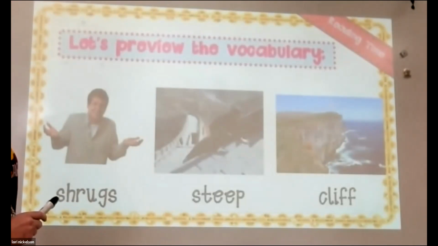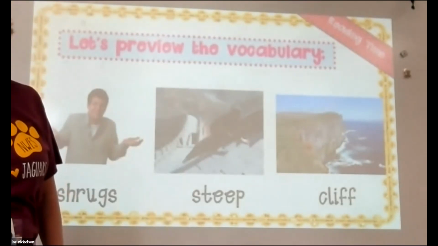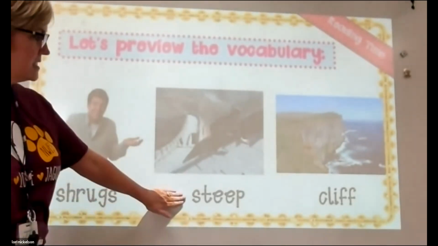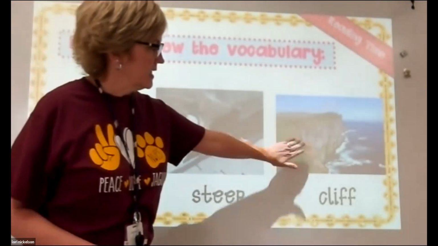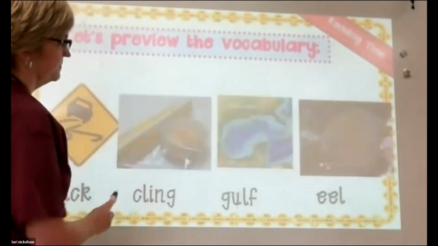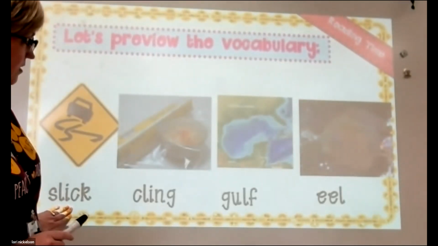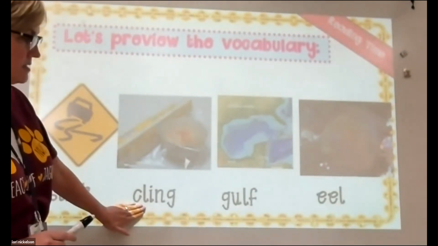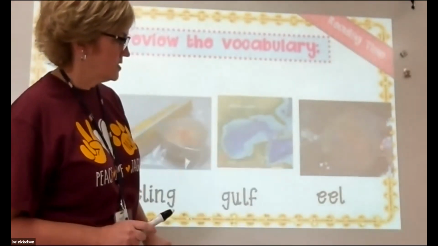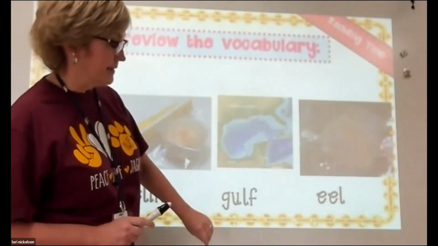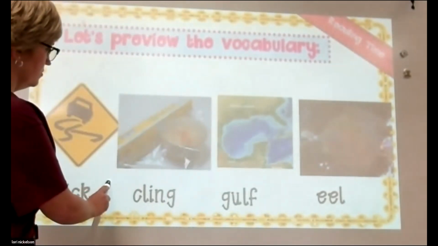So let's preview vocabulary. Shrugs. We do that all the time. We just shrug our shoulders, don't we? Steep. Look how steep those stairs are. He's holding on to climb up. And then cliff. We have slick, meaning that you could fall or slide off something. Cling, like you're holding on to something. Gulf, area of water that's surrounded on all sides by the land except for one. We have eel, which is a fish-like creature.